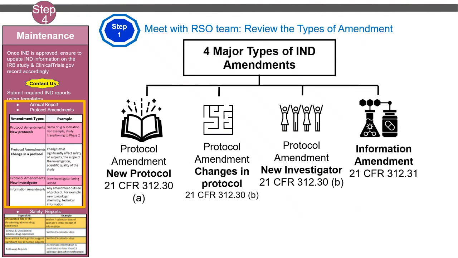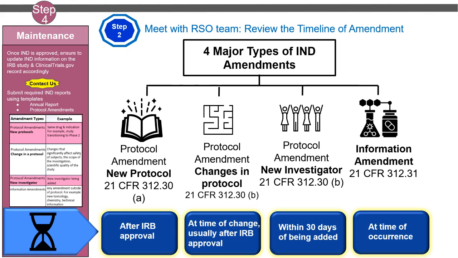There are 4 major types of IND amendments as listed here. The first one is protocol amendment, new protocol. Next is protocol amendment, changes in existing protocol. The third type is protocol amendment, new investigator. And the fourth one is information amendment. These are the timelines for each type of amendment, listed for your reference here.